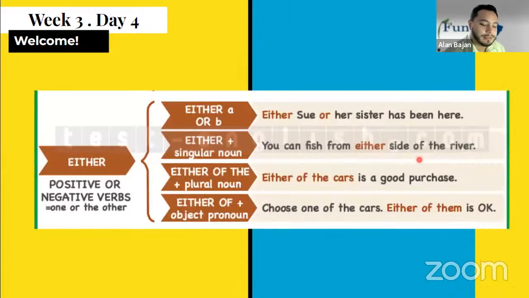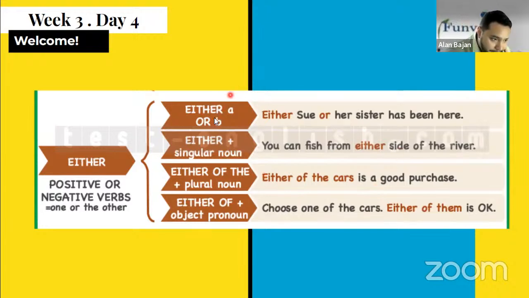So let's start with the first one: either. We have 4 rules: 1, 2, 3, and 4. Take note of that, or take a screenshot, or open the presentation. It's in the platform, okay? So number 1, we use either when we have 2 options.